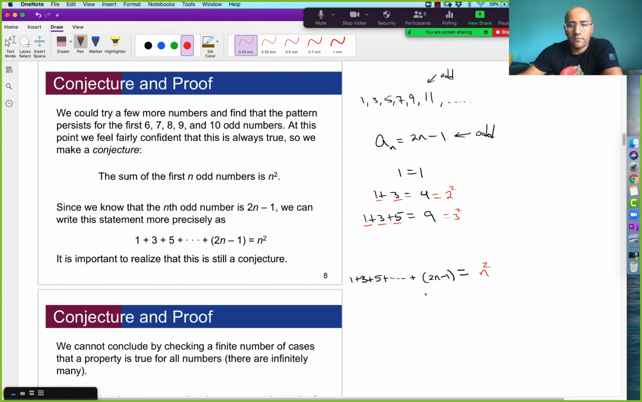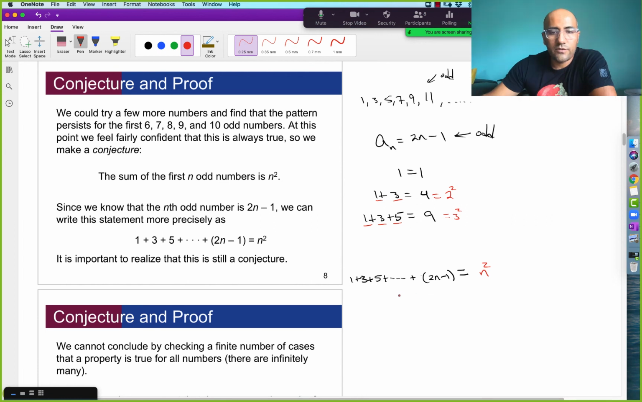Good. Questions? I haven't proven it yet. I'm just pointing out what the pattern is. The pattern says that this is going to be true.